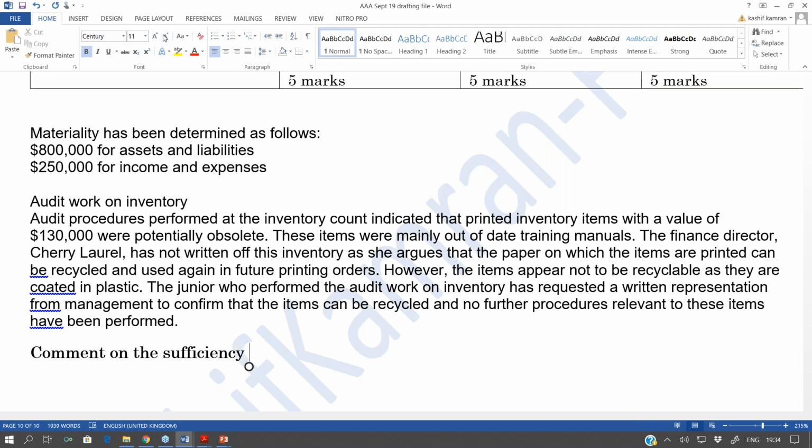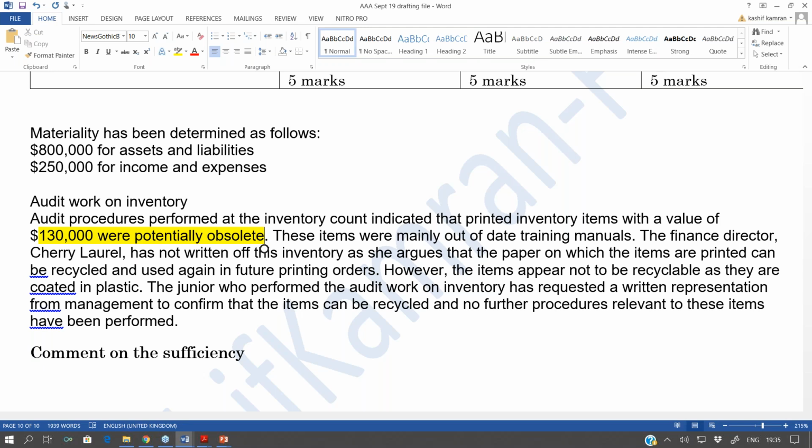Okay, I'm reading the case and I'll be asking you. Audit procedures performed at the inventory count indicated that the printed inventory items with a value of $130,000 were potentially obsolete, right? So $130,000 of a value of inventory is obsolete, right? These items were mainly out of date training manuals.